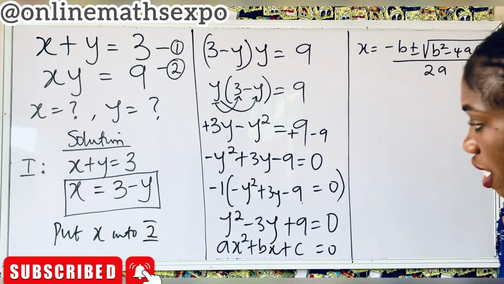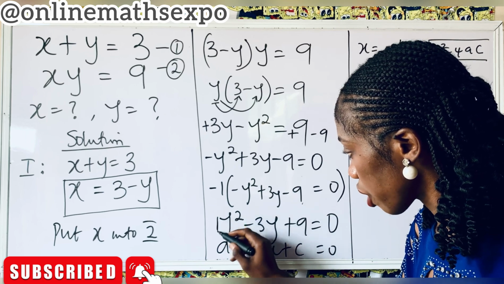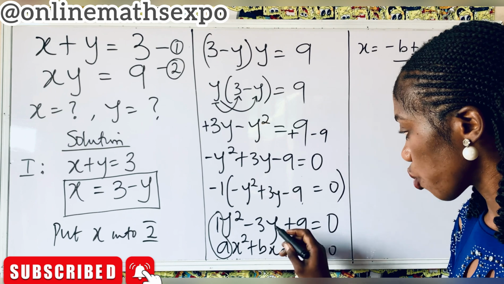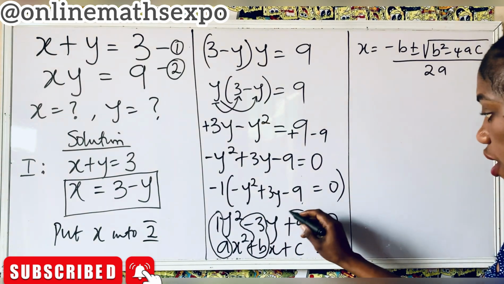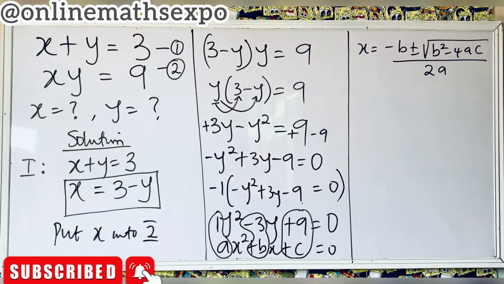So what it means is that you need to identify your a from here. Your a is the coefficient of y squared. Then your b is the coefficient of y, which is -3. And your c here is 9. So let's plug this into the formula. We're going to make this y, because y is the variable we are looking for.